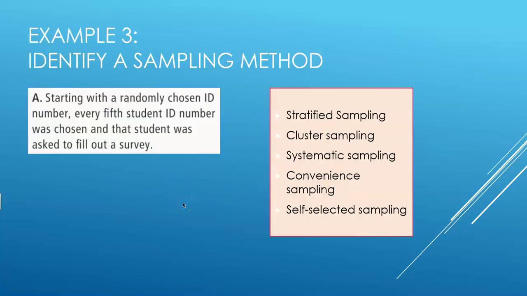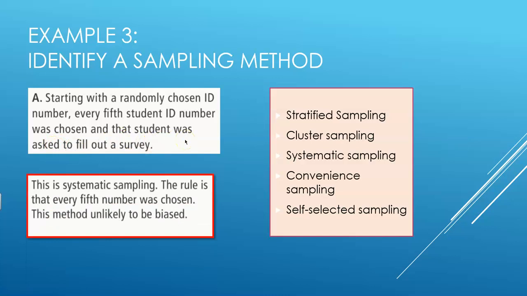Let's see if we can identify a sampling method: stratified, cluster, systematic, convenience, and self-selected. We're starting with a randomly chosen ID number, and every 5th student, so think about that, was chosen and then was asked to fill out a survey. This would be systematic sampling. The rule is that every 5th number was chosen, and it is unlikely to be biased.